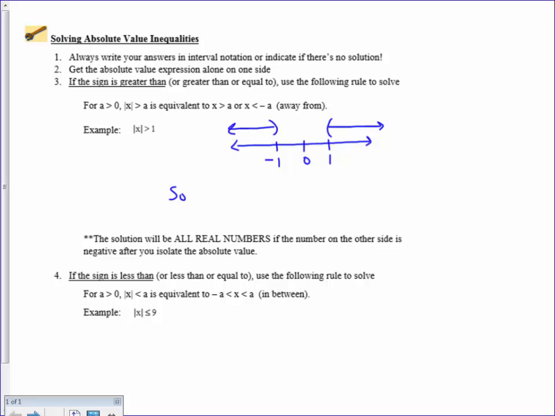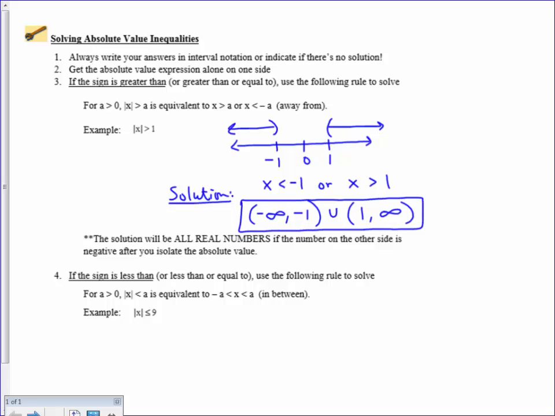And so in this case, our solution ends up being that x is less than -1 or x is greater than +1. And when we write that in interval notation, it would be -infinity to -1 parentheses union +1 to infinity.